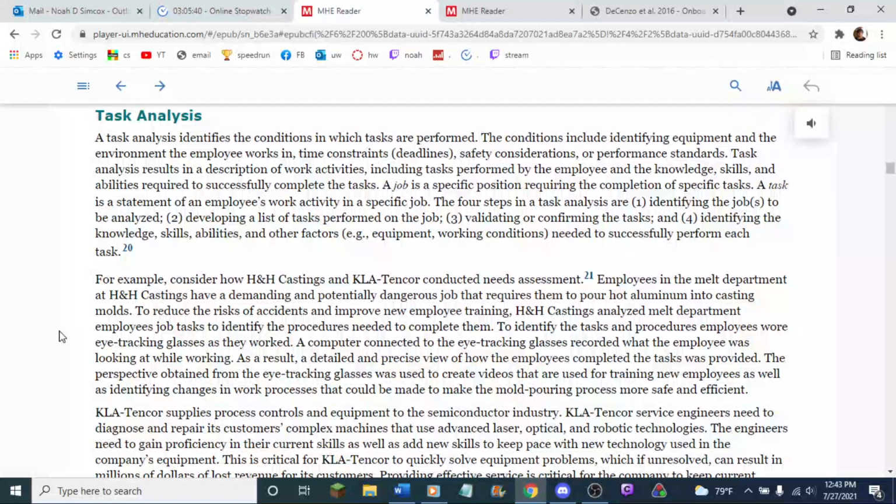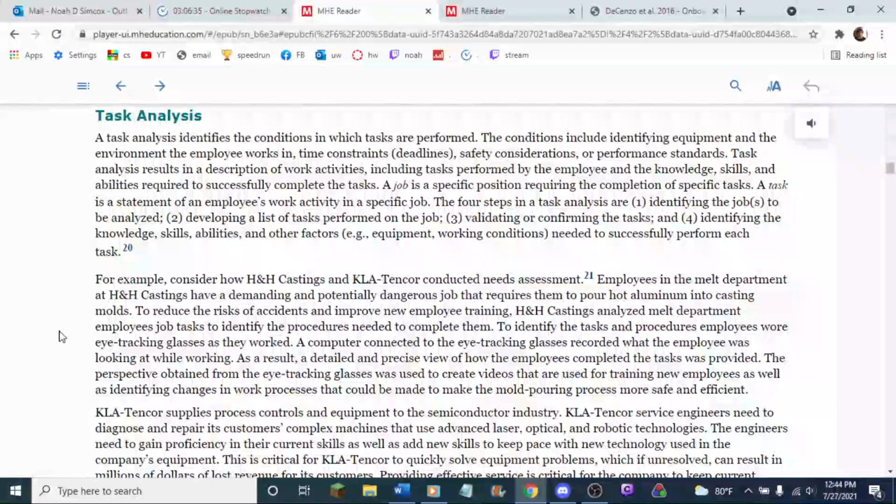Task analysis. A task analysis identifies the conditions in which tasks are performed. The conditions include identifying equipment and the environment the employee works in, time constraints, deadlines, safety considerations, or performance standards. Task analysis results in a description of work activities, including tasks performed by the employee and the knowledge, skills, and abilities required to successfully complete the task. A job is a specific position requiring the completion of specific tasks. A task is a statement of an employee's work activity in a specific job.